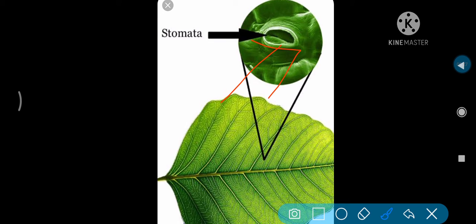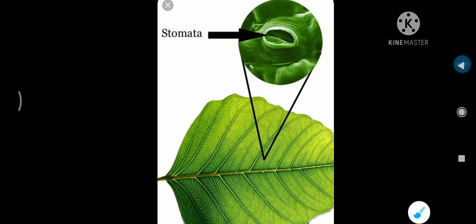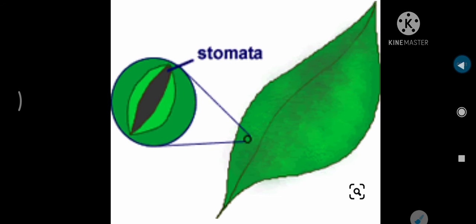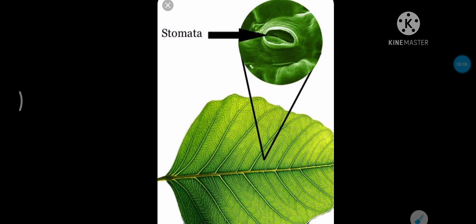Now, what is the use of stomata? What is the function of stomata? Stomata help in exchange of gases like oxygen and carbon dioxide. So stomata are also important to the leaves. Like we breathe, in the same way the stomata help the plants to breathe and also to take carbon dioxide in. So what are stomata? Stomata are the small holes, the tiny openings.